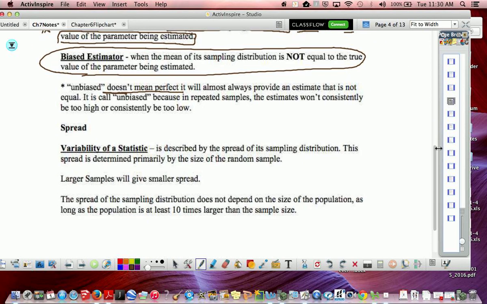Now, the other thing that we'll talk about when we look at these sampling distributions is the spread. One of the things that you can control when collecting samples is how big of a sample you decide to choose. The biggest key and the biggest point to know is simply this: the larger your sample, the less variability there's actually going to be.